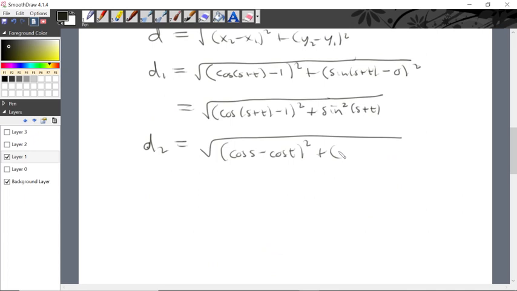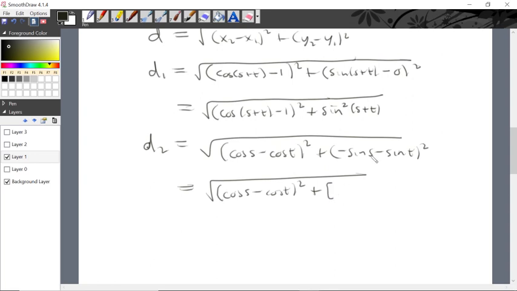All right. Negative sine of s minus sine of t, and then that quantity is squared. Now we can clean this up maybe a little bit. I'm not going to expand in here, I just want to clean this up a little bit. This is going to be cosine s minus cosine t quantity squared. I'll leave that alone. But over here, notice we can actually factor out a negative 1 in this case.